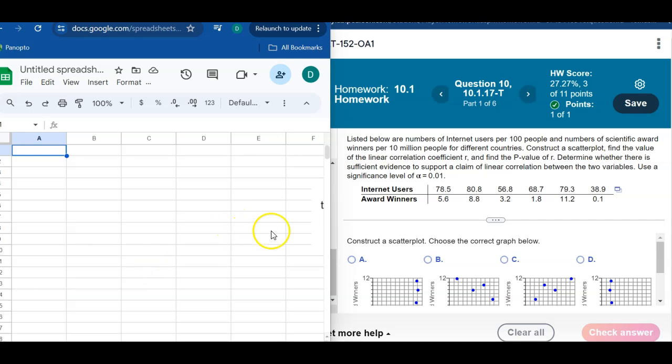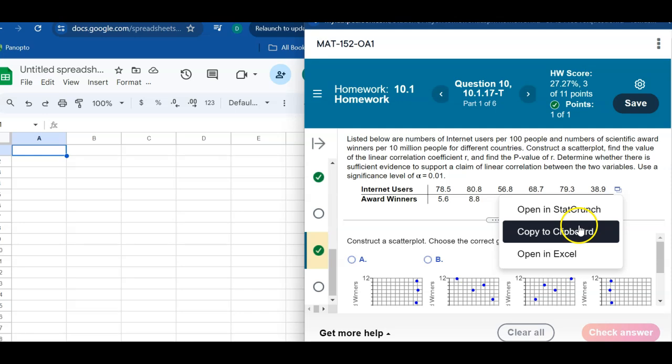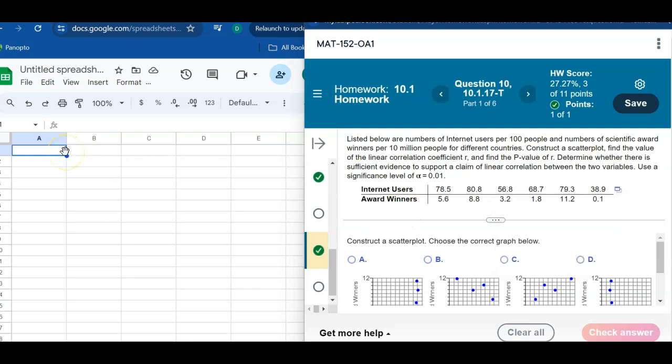Hey Stats class, this is a video showing you how to run a correlation test to determine if you have significant correlation in a data set using a spreadsheet. So I'm going to put the data in here.